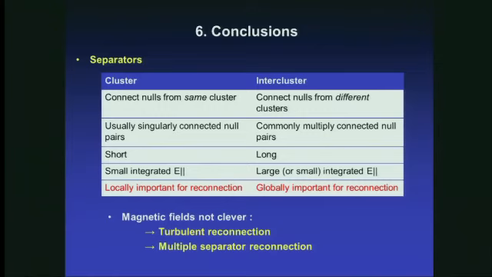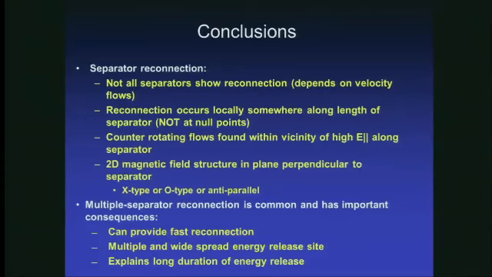The key ones are these intercluster separators that connect nulls from different null clusters. There are commonly many of them, which means that you will get multiple separator reconnection, which is probably connected with turbulent reconnection. So these are the ones that are globally important for restructuring the magnetic field.